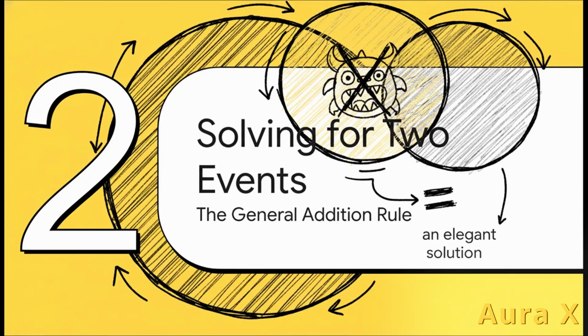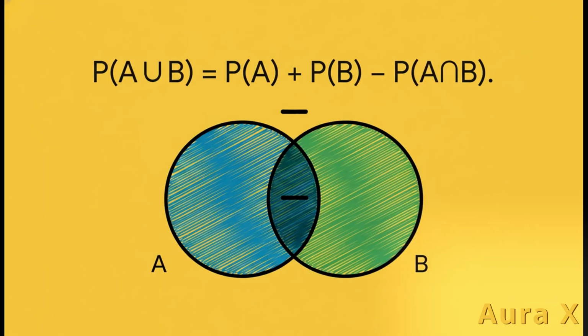So how do we get around this double counting problem, at least when there are just two things overlapping? Well, luckily for us, there's a really clean and simple solution. It's called the general addition rule, and it's our first step to getting our numbers right. And here it is. It's actually pretty intuitive. To find the probability of A or B happening, that's our union, you first add the probability of A and the probability of B. But then, to fix the double count, you have to subtract the probability of A and B happening at the same time. We call that slice of overlap the intersection. And subtracting it is what makes the whole thing work.